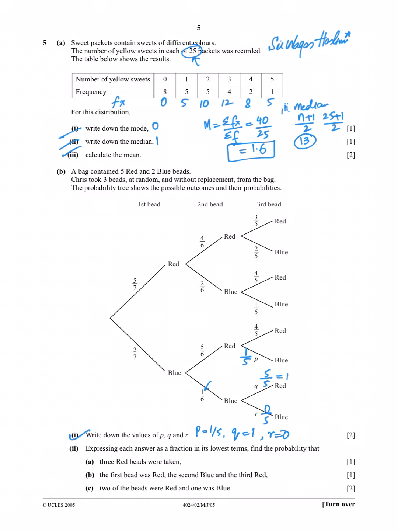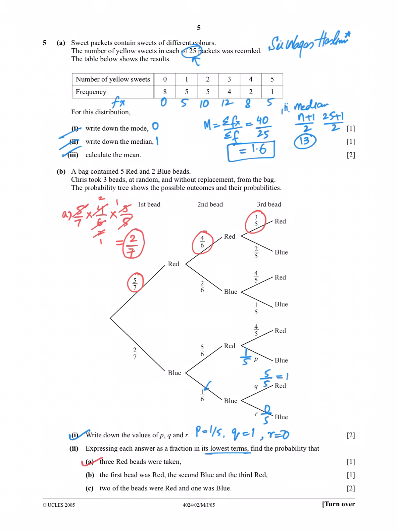After that, expressing each answer as a fraction in its lowest terms, find the probability that 3 red beads were taken. So 3 red beads means 5 over 7, 4 over 6 and 3 over 5. I'm just writing here. The first red bead is 5 over 7, the second red bead is 4 over 6 and the third red bead is 3 over 5. So 5 and 5 cancel, 3 1s are 3, 3 2s are 6, 2 1s are 2, 2 2s are 4. So the answer of this part is 2 divided by 7.